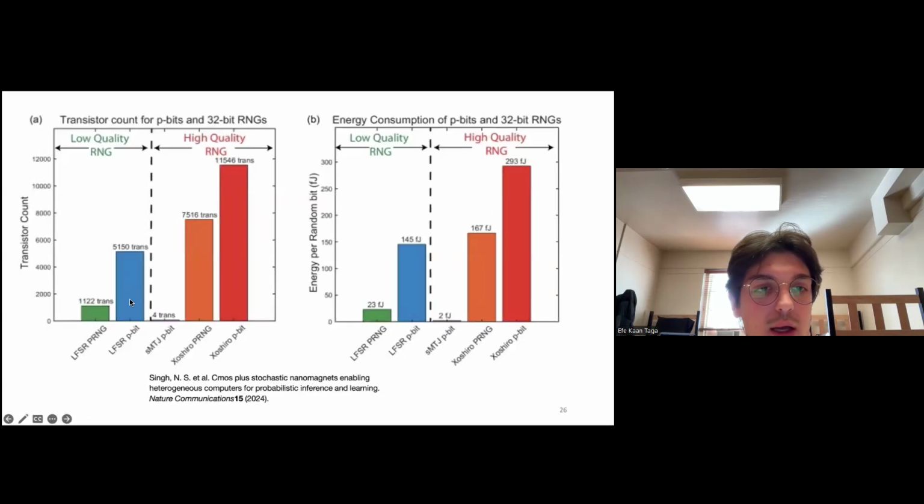Why? As you can see here, the transistor count for a high quality random number generator is just 4 in magnetic tunnel junctions, whereas it is around 7,000 and 11,000 for the Zoc0 PRNG and Zoc0 p-bit. In terms of energy consumption, the SMTG p-bit consumes nearly zero energy, just 2 femtojoules. And a single SMTG, as we said, can drive thousands of transistors in CMOS.